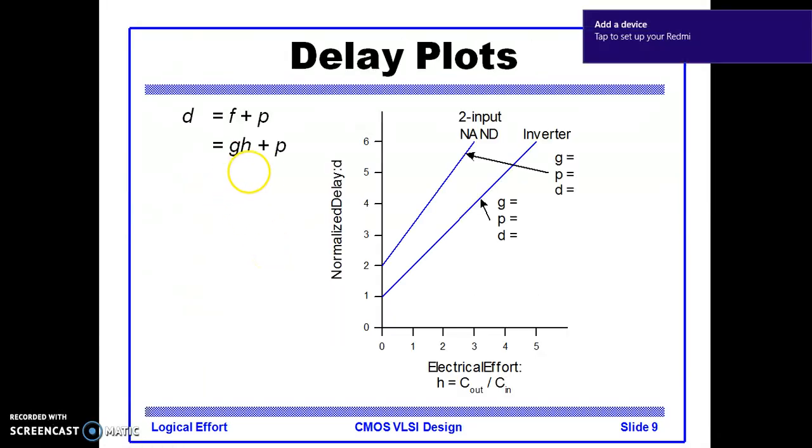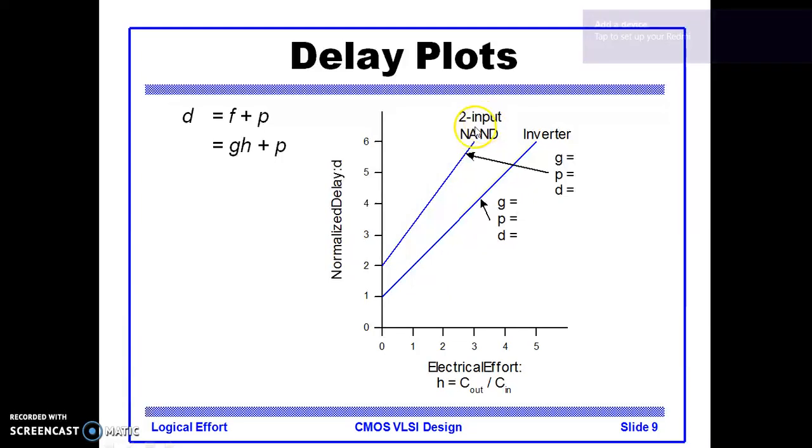Now let us try to see what is the D of a particular inverter as well as a NAND gate. So we know that D is given by f plus p, where f is given by g into h, plus p, the parasitic delay. g is the logical effort, h is the electrical effort. Now you can see on the x-axis the electrical effort is given in ratio, which is C out by C in. So if C out by C in is equal to 0, that is without having any load, we know that h is equal to 0. When h is equal to 0, it is only the p that is coming into picture.